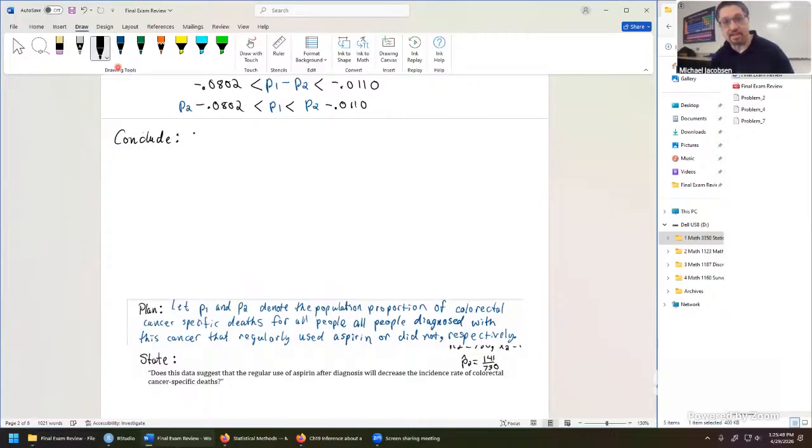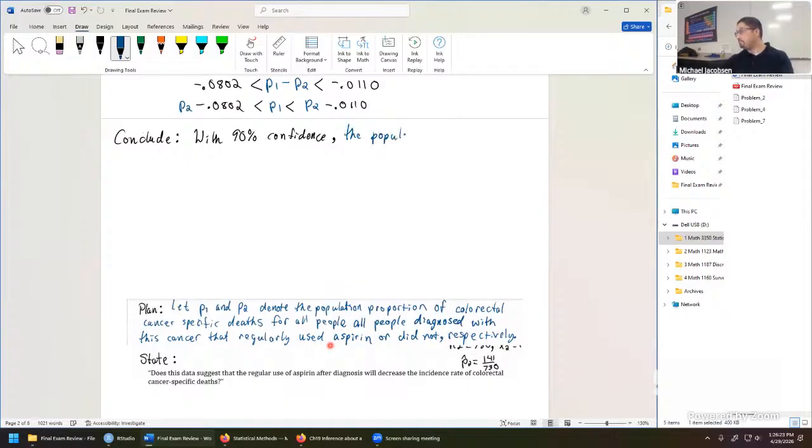We did a 90% confidence interval on this one. So we'll say with 90% confidence, we're going to first define what P was in the study. This is going to be the population proportion of colorectal cancer specific deaths for all people diagnosed with that cancer that regularly used aspirin. So let's say that carefully.